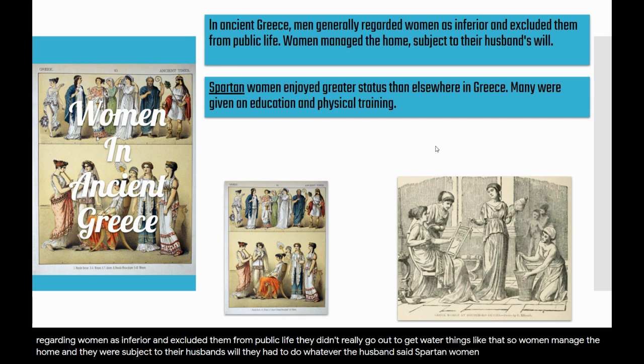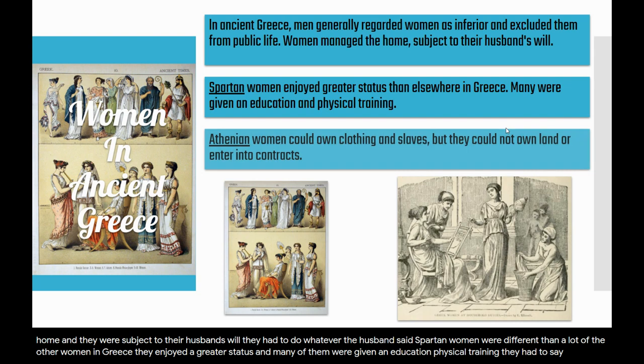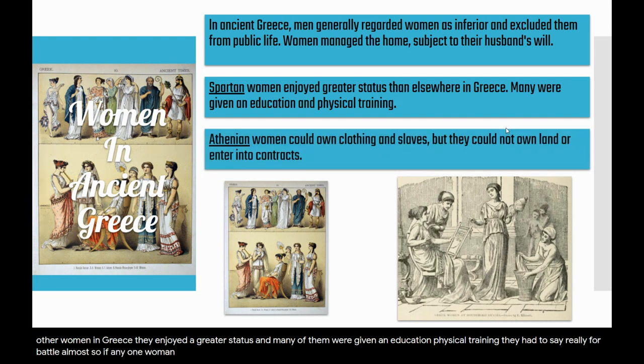Spartan women were different than a lot of the other women in Greece. They enjoyed a greater status, and many of them were given an education and physical training. They had to, so they had to be prepared for battle almost. So Athenian women could own clothing and slaves, but could not own their own land or enter into contracts, which was a big deal back then. And this is some of the dress back then.